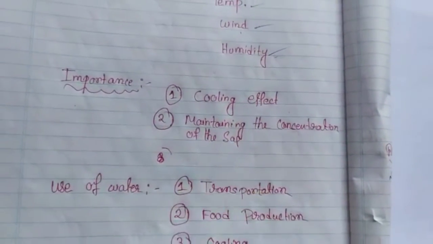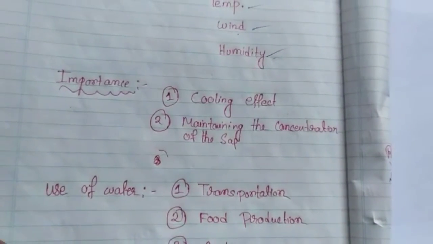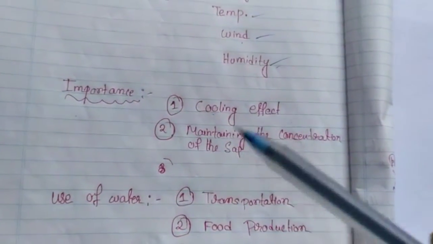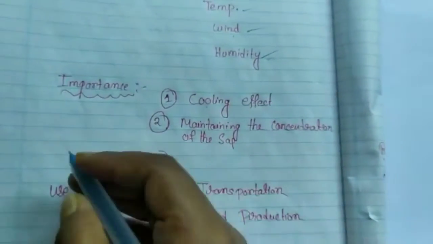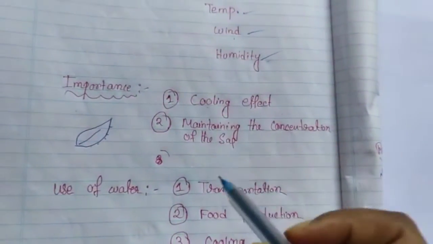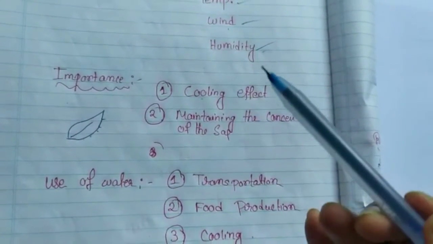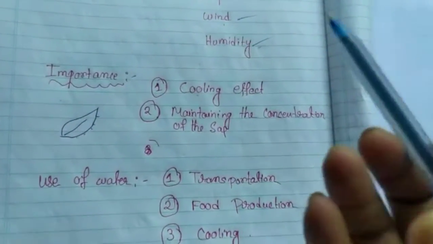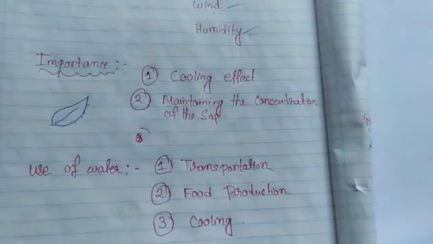Next, there is the importance of transpiration. Why is transpiration important? First one is the cooling effect. In transpiration, water gets evaporated from the plant. The heat required for the evaporation is obtained from the plant itself. The plant is able to cool itself when it is hot outside.